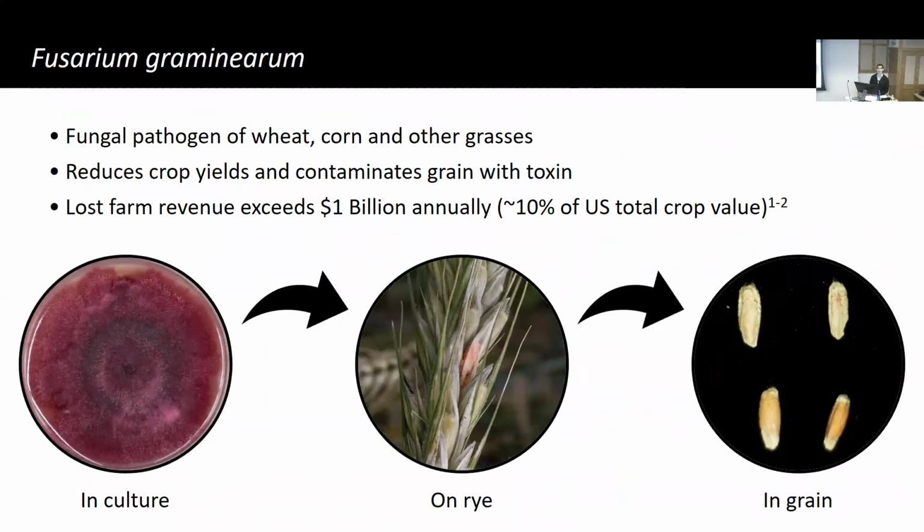This is a fungal pathogen of wheat, corn, and other grasses. It reduces crop yields and contaminates grain with mycotoxin. And economically, it causes direct losses of about $1 billion each year in the United States. It also produces very striking red pigments in culture. It can be identified on host plants by this characteristic pink salmon sporulation, and infected grain is visibly pale and shriveled compared to healthy grain, as you can see here.